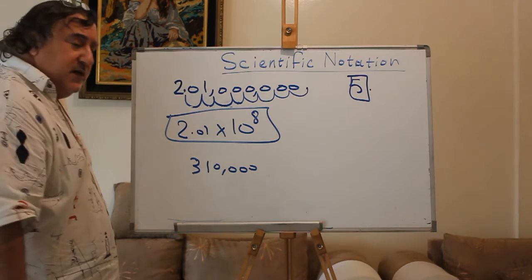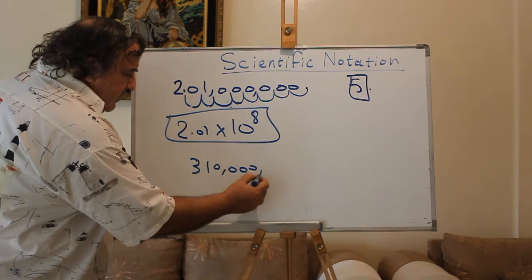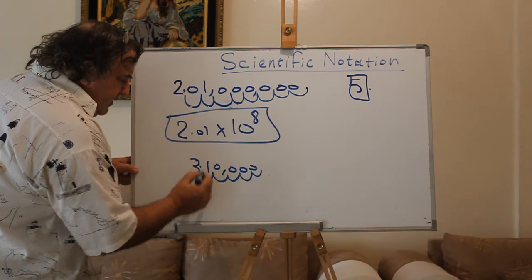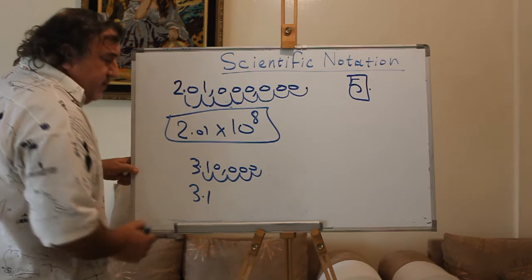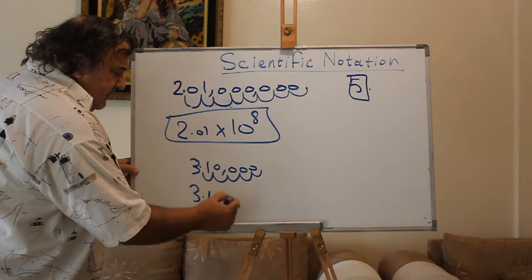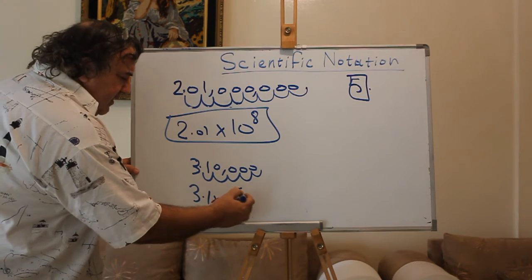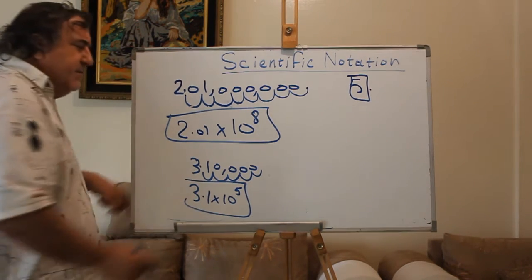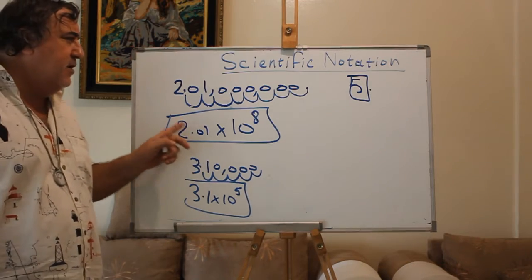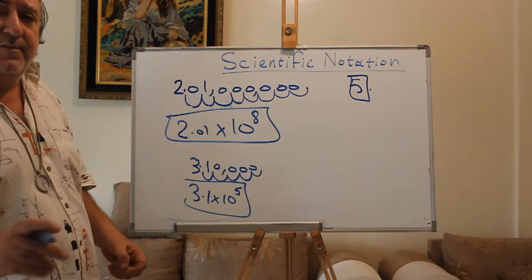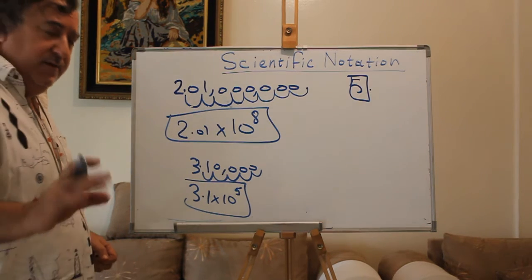I want the point where I said here. So I take it 1, 2, 3, 4, 5. I put it here. So I read 3.1 times 10 to power how many times? 1, 2, 3, 4, 5 digits? So 5. Remember that I have to put the decimal point next to the ones digit.